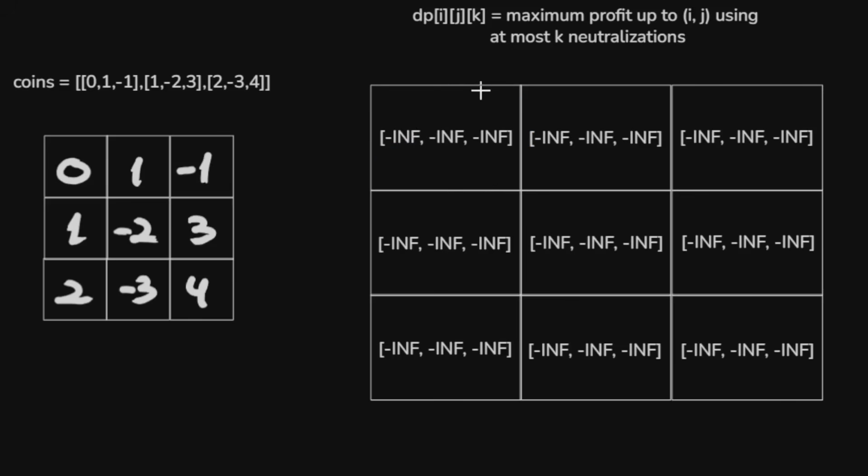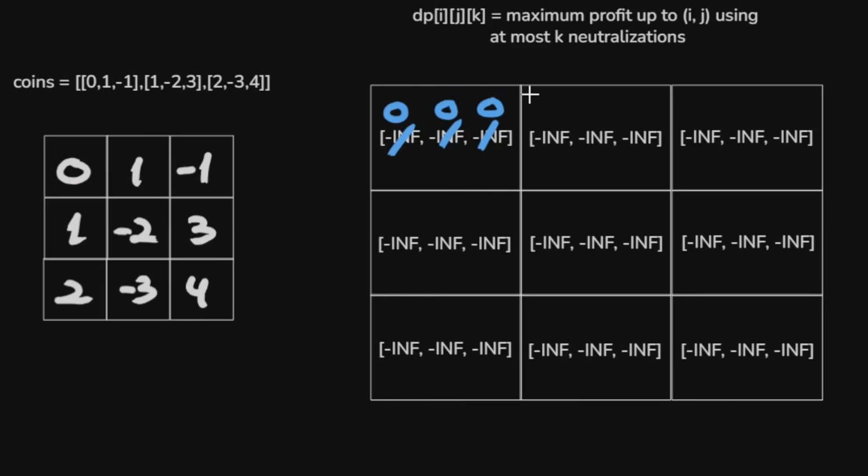Well, here we are taking the maximum profit up to these coordinates using at most k neutralizations. Here we are using 0 neutralizations, so the value has to be the sum up to this moment, 0. Here we are using 1 neutralization, but this is a 0, so it doesn't make sense to use it. We can just take the accumulated number, which is 0. And here we have 0 also.